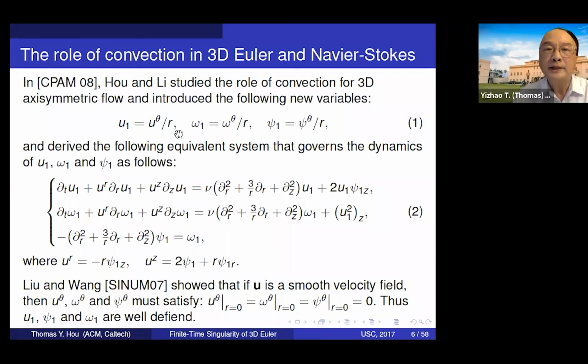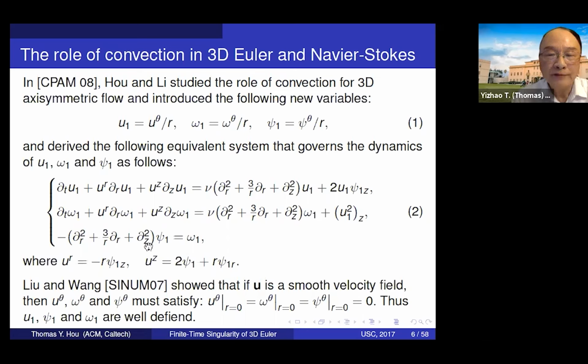We studied the axisymmetric 3D Navier-Stokes equation through this change of variable, so this is the angular velocity field, angular vorticity, and angular stream function. And this stream function has to be an odd function of r. r is the cylindrical coordinate, the radial direction, right? So then you can derive an equivalent equation for u1, omega1, psi1. That's a removable singularity at r equals 0. So you get this equivalent equation for vorticity for this new variable.